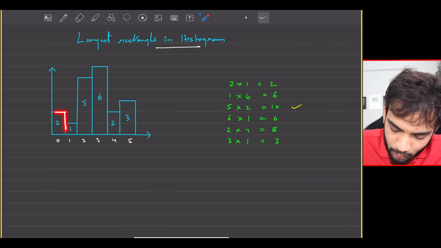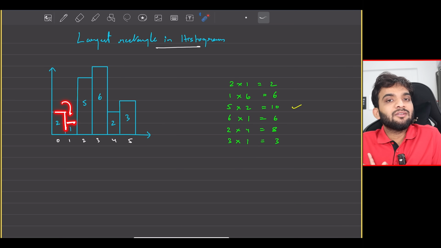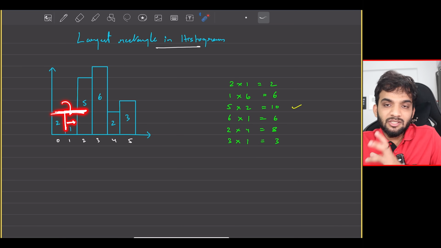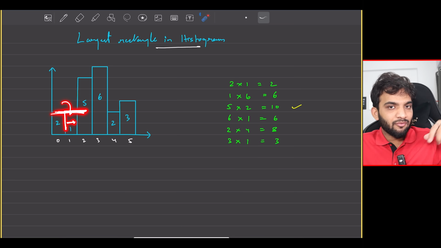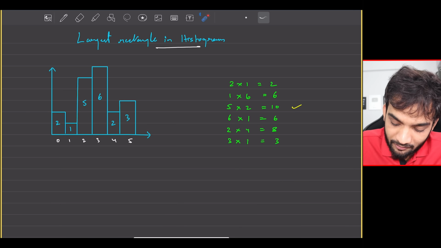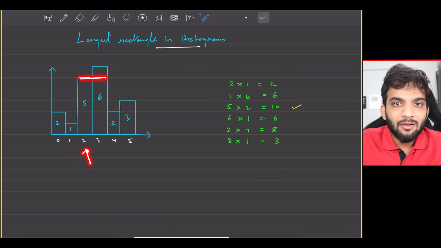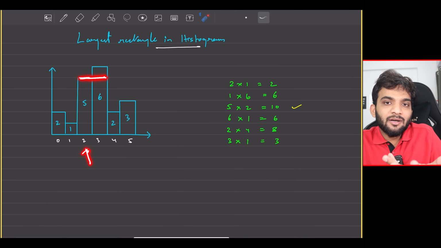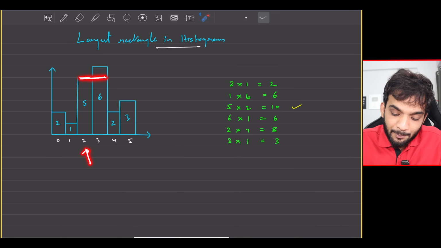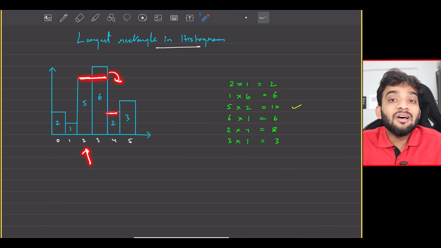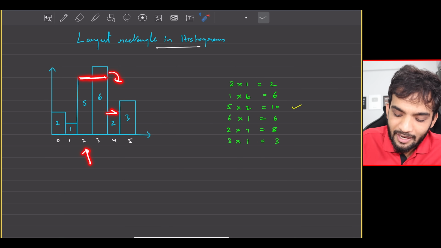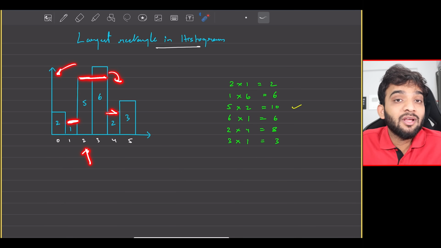Because right after 2, there is a smaller element. So I cannot continue this block 2 stuff. Okay, makes sense. If I'm standing at 5, I know I can go till here. Why? Because on the right, I have a greater element. So I can go. But beyond it, I cannot go because I have a smaller element. And on the left, I cannot go because I have a smaller element.